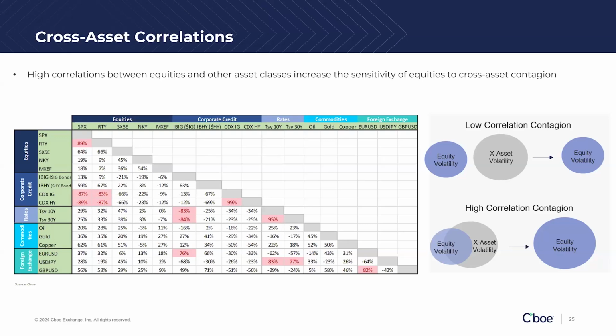So what we're showing in this correlation matrix are assets that at this point have a high degree of contagion effects upon equities. And the main takeaway is that, for the most part, the assets that are highlighted are all related to interest rates at some level.